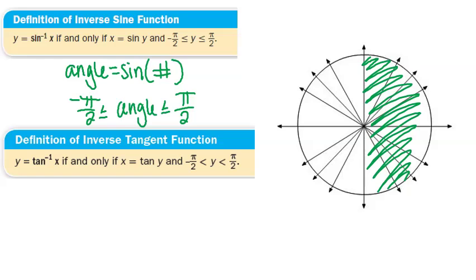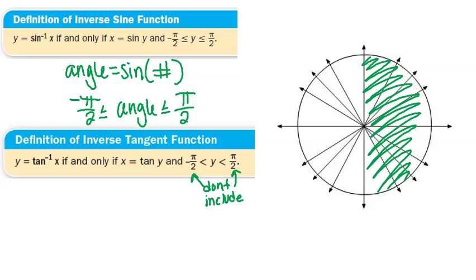And then same thing for tangent. y is equal to tan inverse of x if and only if x is equal to tangent of y and negative pi over 2 is less than y, which is less than pi over 2. So here we don't include the two endpoints, because the tangent function is undefined at pi over 2 and negative pi over 2, so we don't include them in our range of the inverse tangent function.